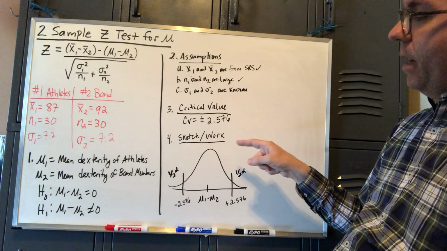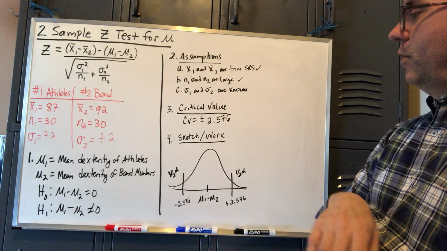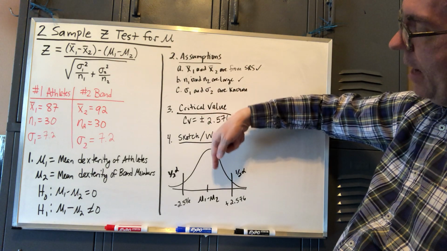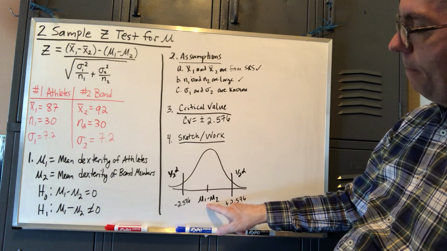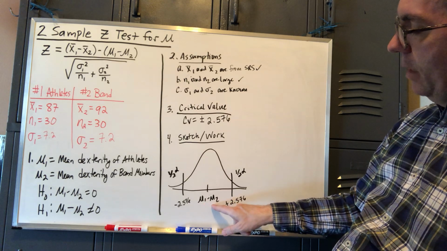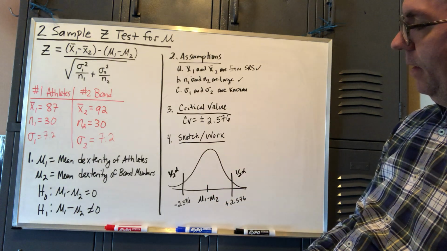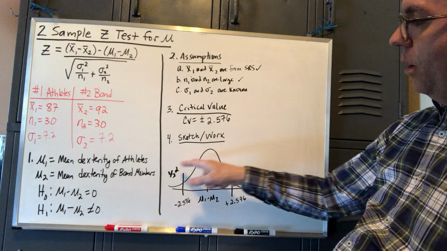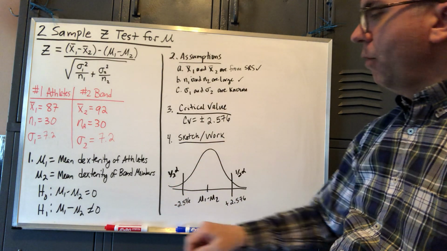2.576. But we need it on the left, and we need it on the right. So it's positive and negative 2.576. So that means our sketch looks like this, all right? So my parameter in the middle, remember parameter comes from a population, that's mu1 minus mu2. We're measuring the difference, all right? And if we're far enough away with our test statistics, step 4, we're going to reject. If we land in the middle, we're not going to reject.